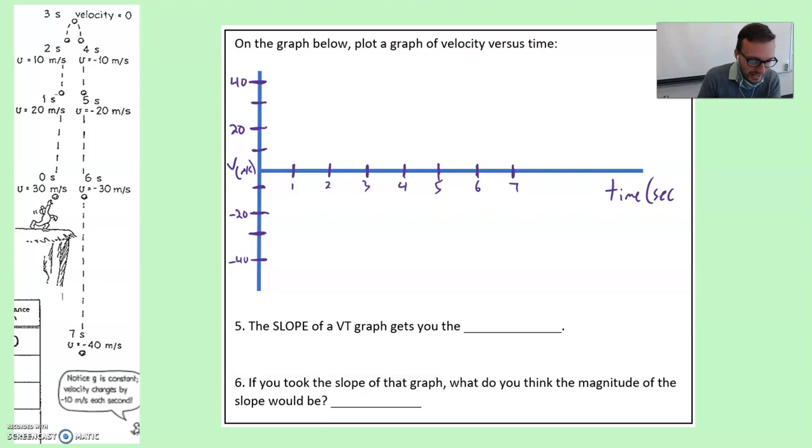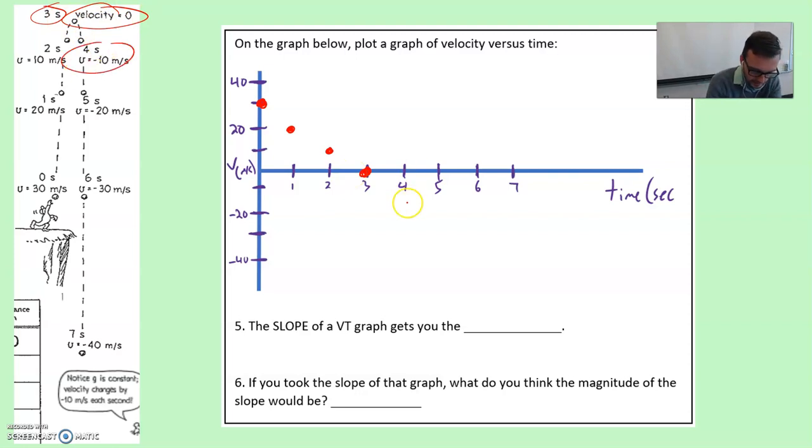We're doing VT graphs. At the beginning, our velocity is 30, so I'm going to plot that at 0 seconds. After 1 second, it's 20. After another second, it's 10. After another second, it's here. So let me pause for a second. So far, we're at 3 seconds. Velocity is 0. That's how I'm going from the picture to the graph.